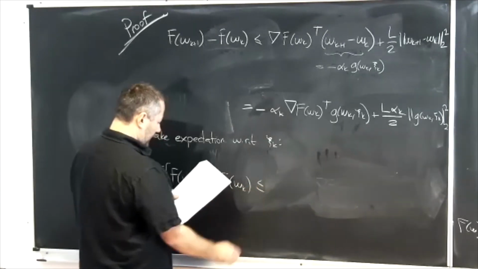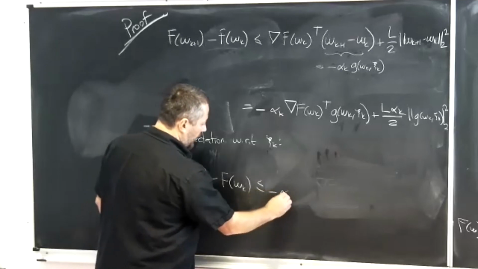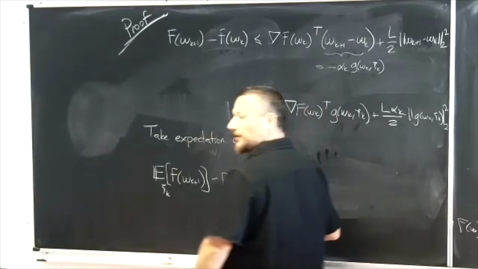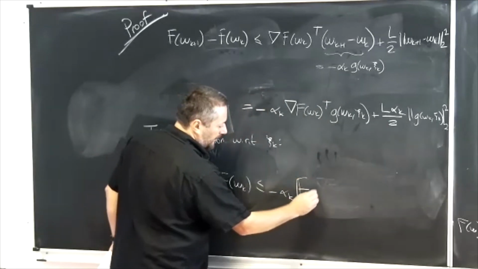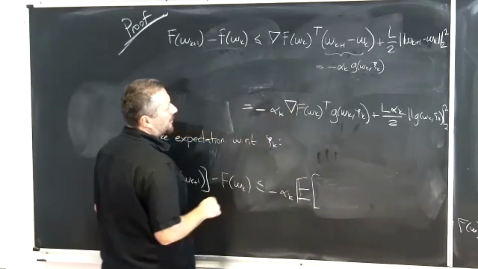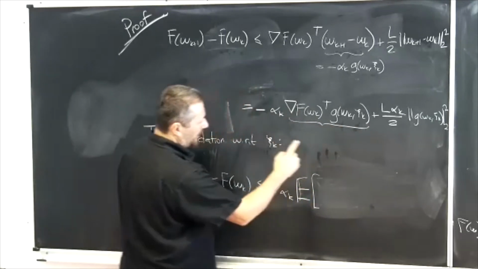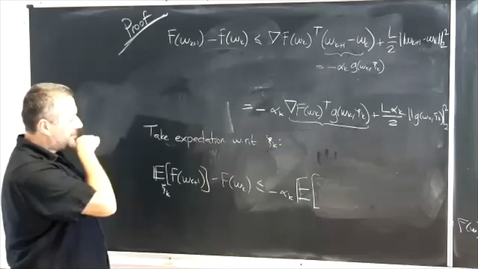This is smaller than or equal to negative α_k times the expectation of this inner product here. But look at that, the expectation of that inner product.